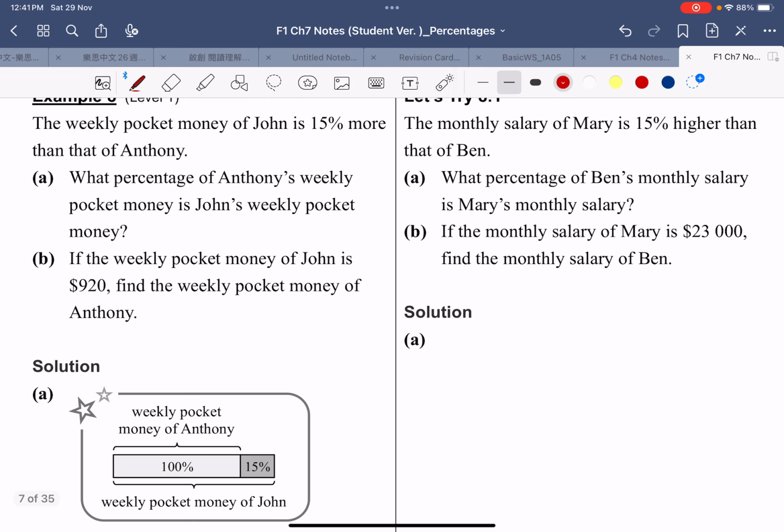How to calculate pocket money in this case? Compare two quantities. John's pocket money is 15% more than Anthony's. So if Anthony is 100%, John would be 115%. For part B, we know John's is 920. So Anthony's will be 800, right?